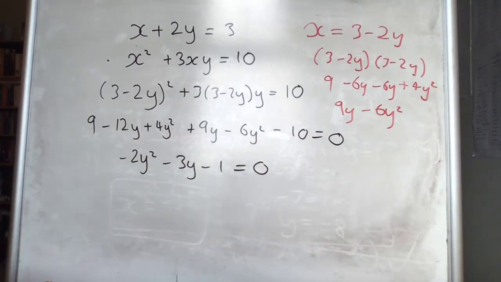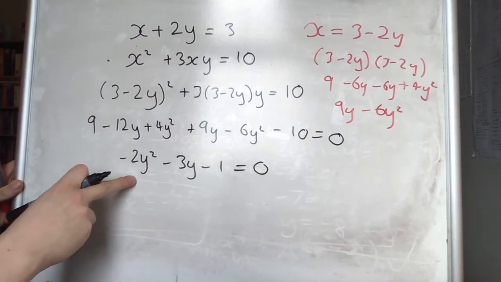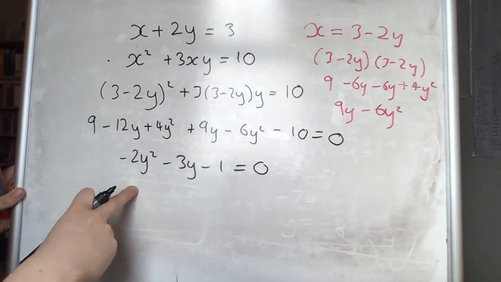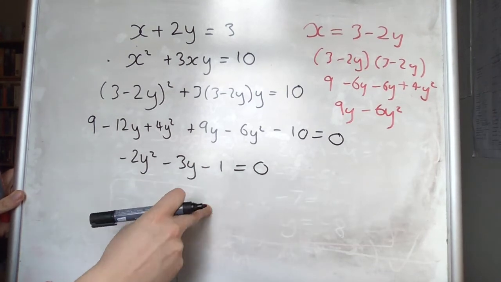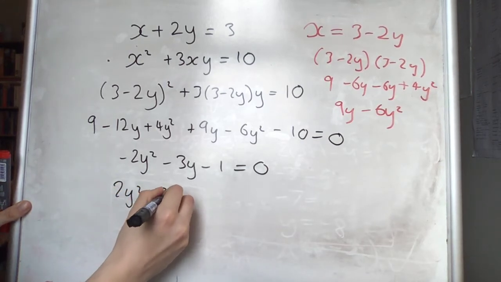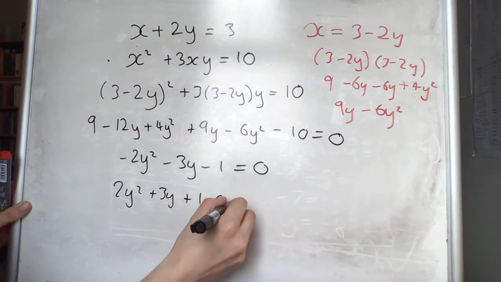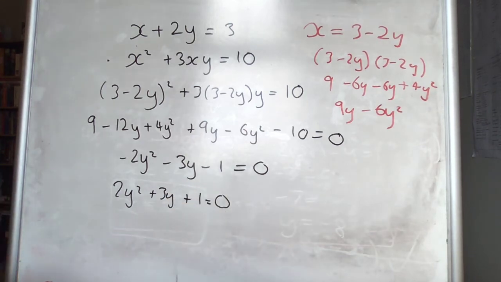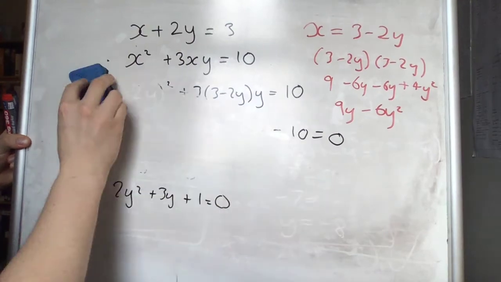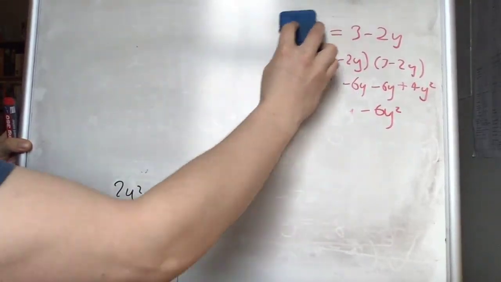And then what I quite like to do at this point is just to make it all positive, or at least get our coefficient of y squared to be positive. As it's all negative, we can add 2y squared and add 3y and add 1 to both sides to give us 2y squared plus 3y plus 1 equals 0. So now we've got a quadratic expression, we now want to solve this expression. So let's just keep that at the bottom here and let's continue with our sum.